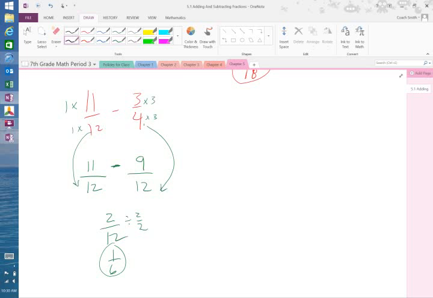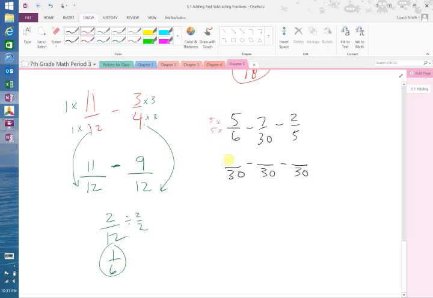Okay. Now I want to look at one that has three numbers in it. Let's see here. 5/6 minus 7/30 minus 2/5. Okay. So what is the common denominator between 6, 30, and 5? 30. So we're going to have 30 on the bottom of each of these fractions. So what did we do to 6 to make it 30? Multiplied by 5. So we're going to do the same thing to the top. That would be 25.